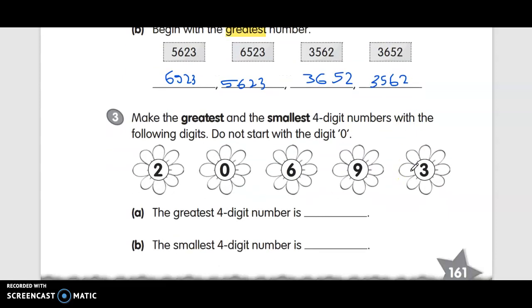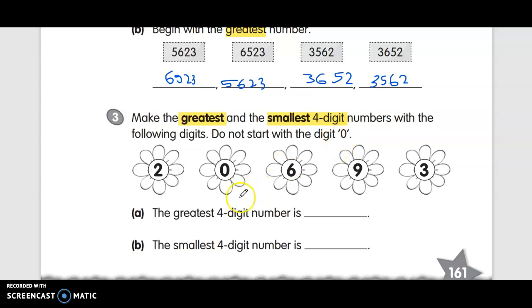Okay, let's go to this one. I think a lot of you have forgotten how to do this question. Let's highlight together what are the keywords. First, we need to make greatest and smallest. Now, what do they want? They want a 4-digit number. Smallest 4-digit. Some of you want to use all the numbers here. How many digits do you see here? 5. We don't need 5, we only need 4. And they have a specific condition. Do not start with the digit 0. If you start with the digit 0, it becomes a 3-digit number.